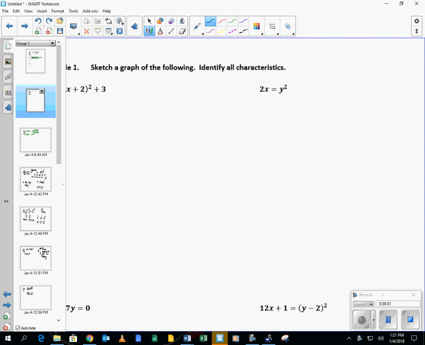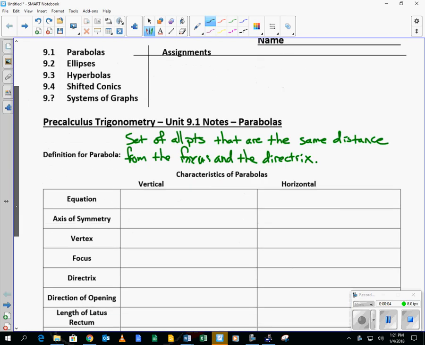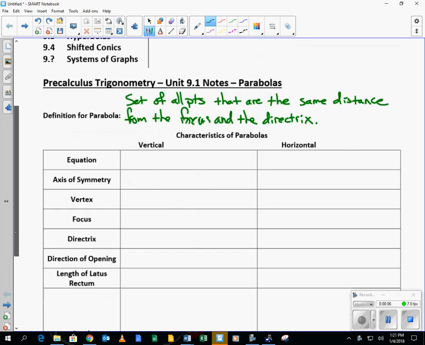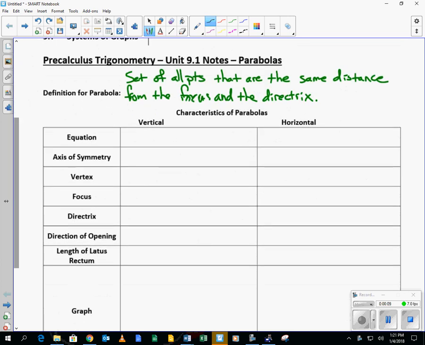We start with the question of how do we define a parabola? A parabola is the set of all points that are the same distance from the focus and the directrix. Now I know what you're thinking right now. You're thinking, well, what the heck is the focus and what the heck is the directrix? I'll show you that example here in just a second.